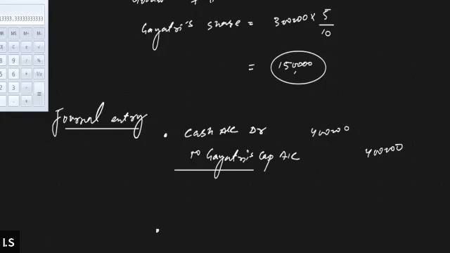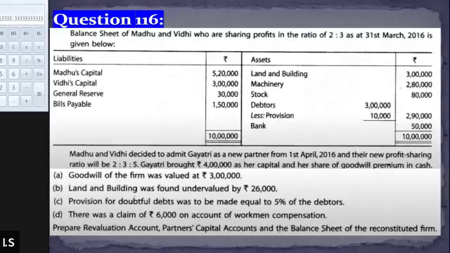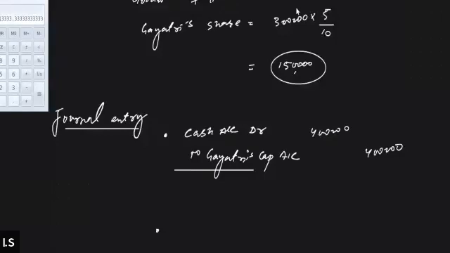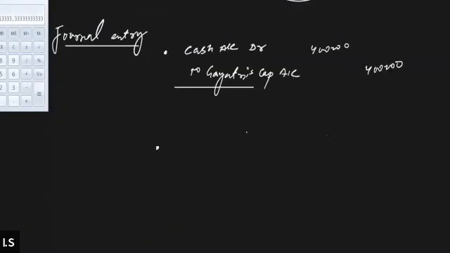And since the old ratio is given in the question, everybody is able to see that the old ratio is how much? Old ratio is 2:3. That means the sacrificing ratio will also be 2:3, and that actually means the goodwill that Gayatri is bringing in will be distributed between Madhu and Vidhi in the ratio of 2:3. Right. So I'm not passing any general entry for that. Just let me show the distribution. 1,50,000. This is the amount of goodwill that Gayatri is bringing, and we will be distributing it between Madhu and Vidhi.